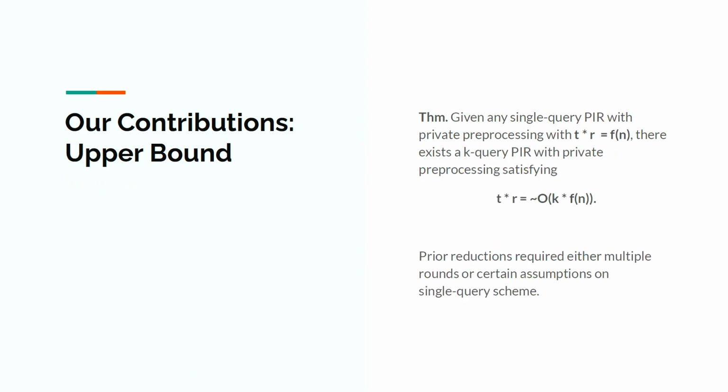All right, so finally, one thing I'd like to note is that to complement all these lower bounds, we prove an upper bound saying essentially you can take a black box reduction from any single query PIR with preprocessing and construct a batch version of it with essentially k overhead. And it's not too complicated, it's just via batch codes, but it's interesting because the prior known reductions require either multiple rounds or certain assumptions on the single query scheme, whereas ours is a black box construction.